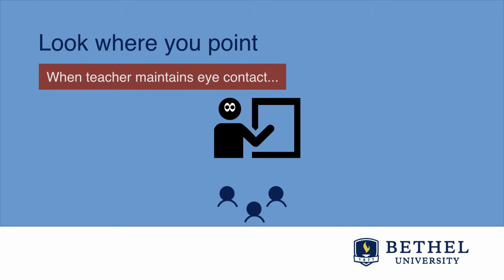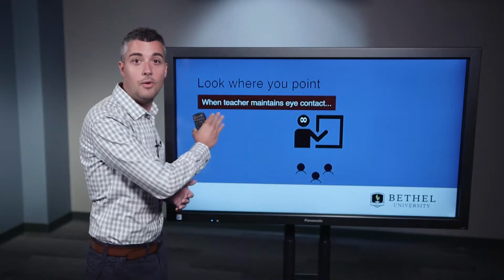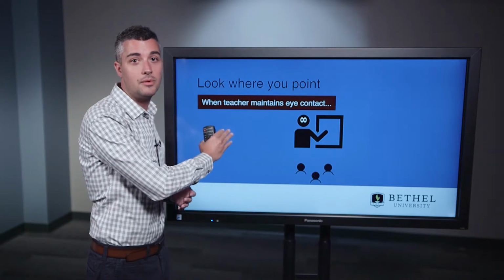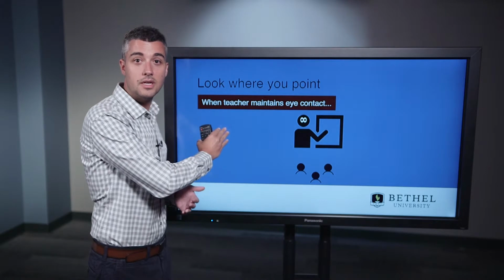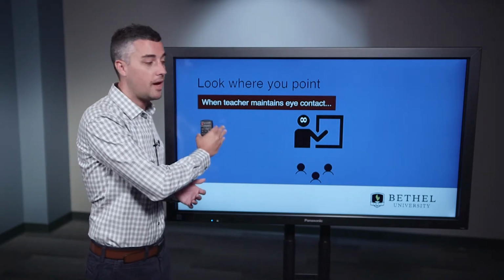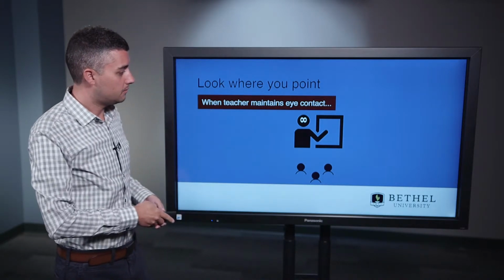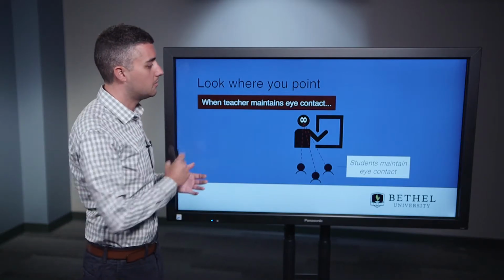So, when the teacher has something visually displayed for the class to look at and tries to point at it while maintaining eye contact, what happens is it's really hard for the audience to look where the teacher is pointing because the audience wants to maintain eye contact with the teacher. That pattern holds true for students as well, where students want to maintain eye contact with the teacher. And so the longer the teacher looks at the students, the more the students are going to look back at the teacher instead of looking at where the teacher wants them to look.